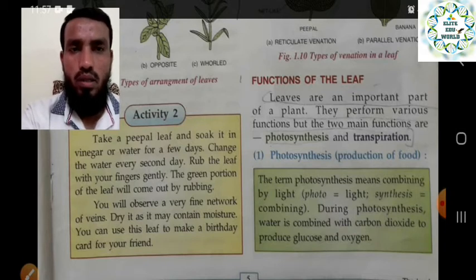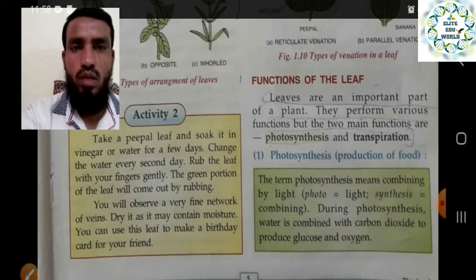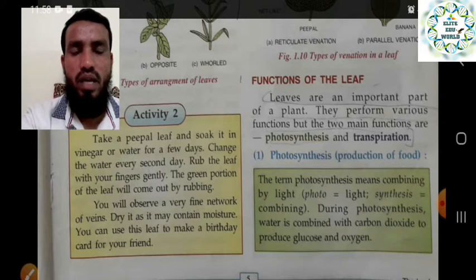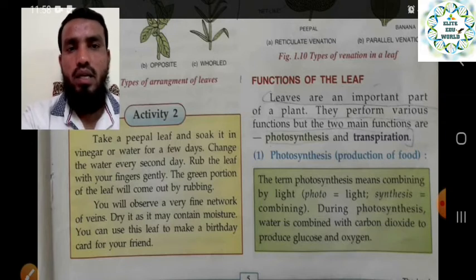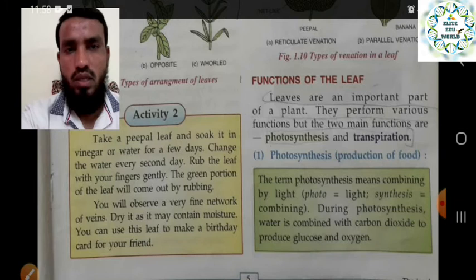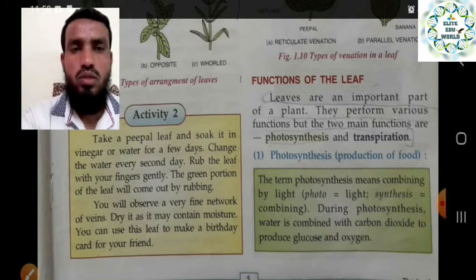Now when you are rubbing the leaf with the finger, all the green part will be removed from the leaf, and then all the venation, all the veins present on the leaf, will be transparent. So you will observe a very fine network of the veins. Dry it because it may contain moisture, and then you can use this leaf to make some birthday cards for your friend.